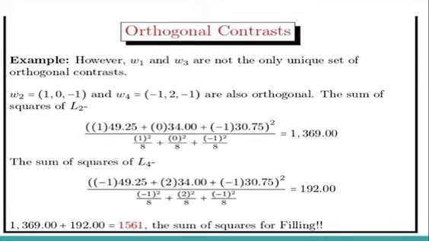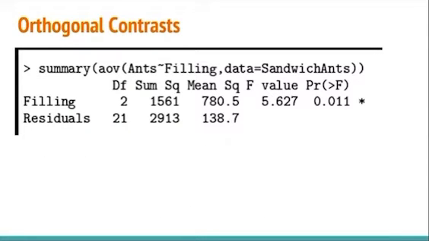Why am I considering 2 sums of square? Why am I considering 2 orthogonal contrasts? Because there are 3 groups. When you have 3 groups, the maximum number of contrasts you are going to consider will be 2. It's going to be the number of groups minus 1. I'm reminding you now, this is the ANOVA table that I showed you before.